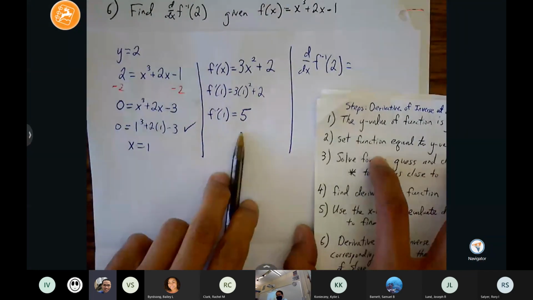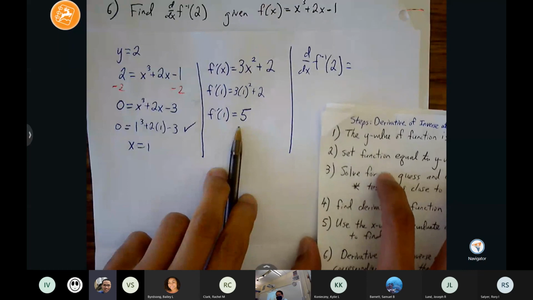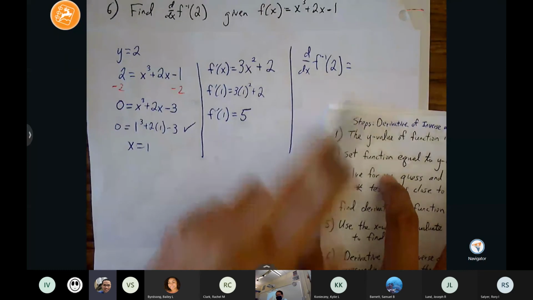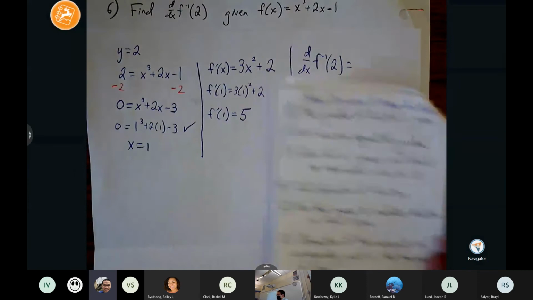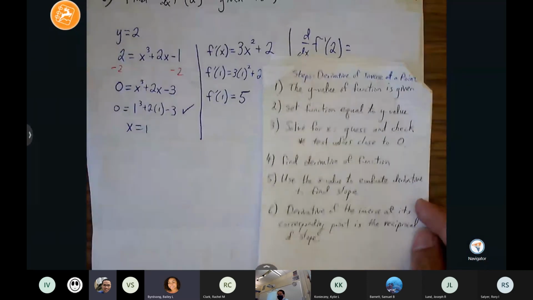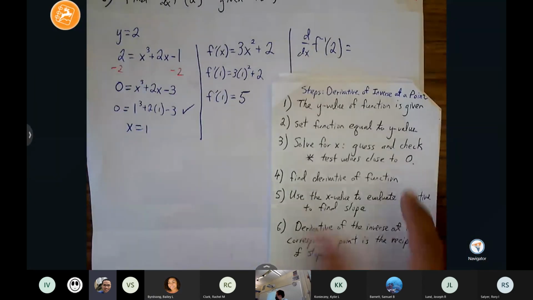So if the slope of my f graph is 5, then the slope of my inverse is going to be what? 1/5? 1/5, reciprocal.